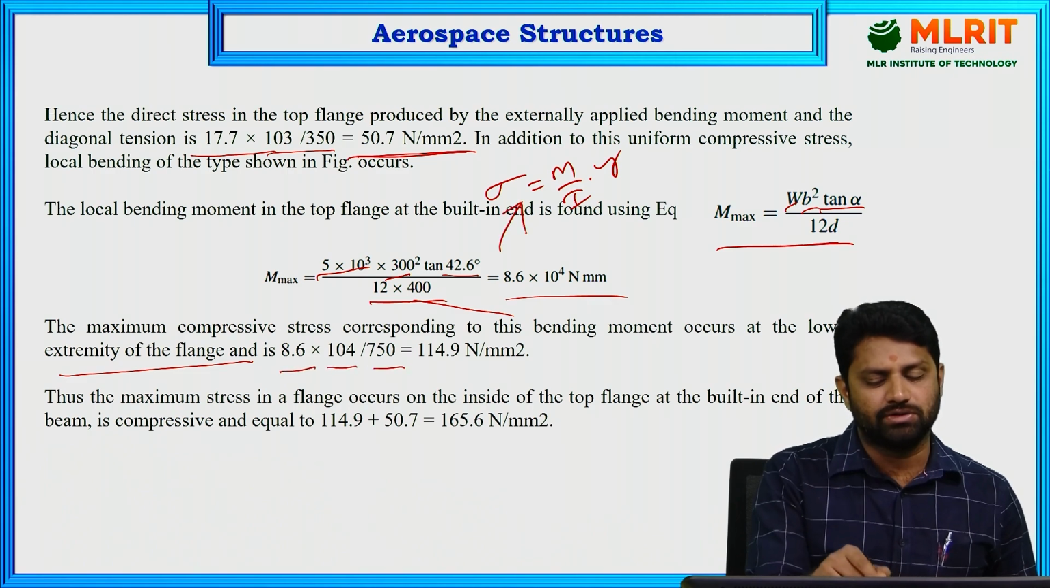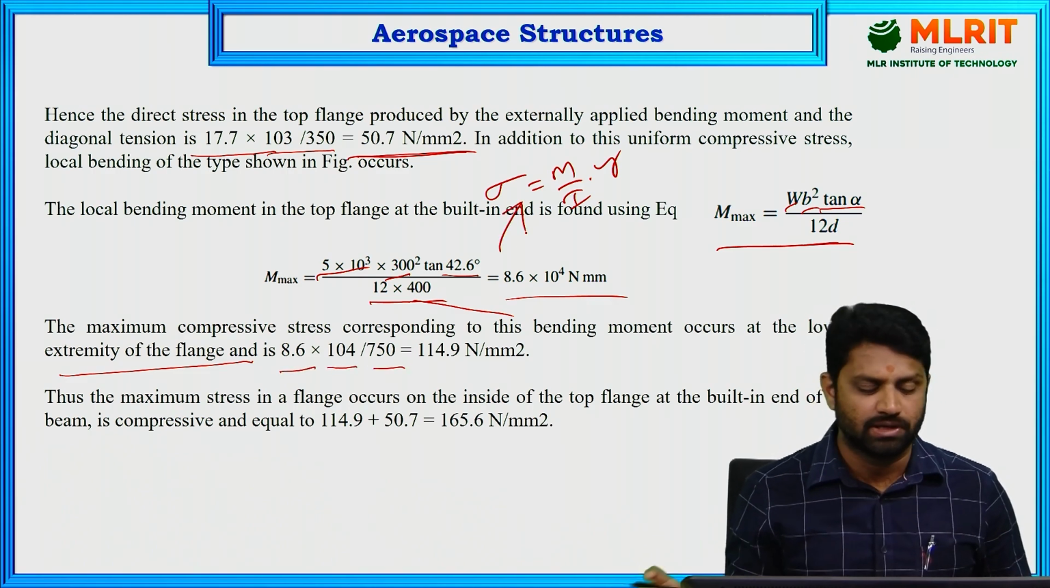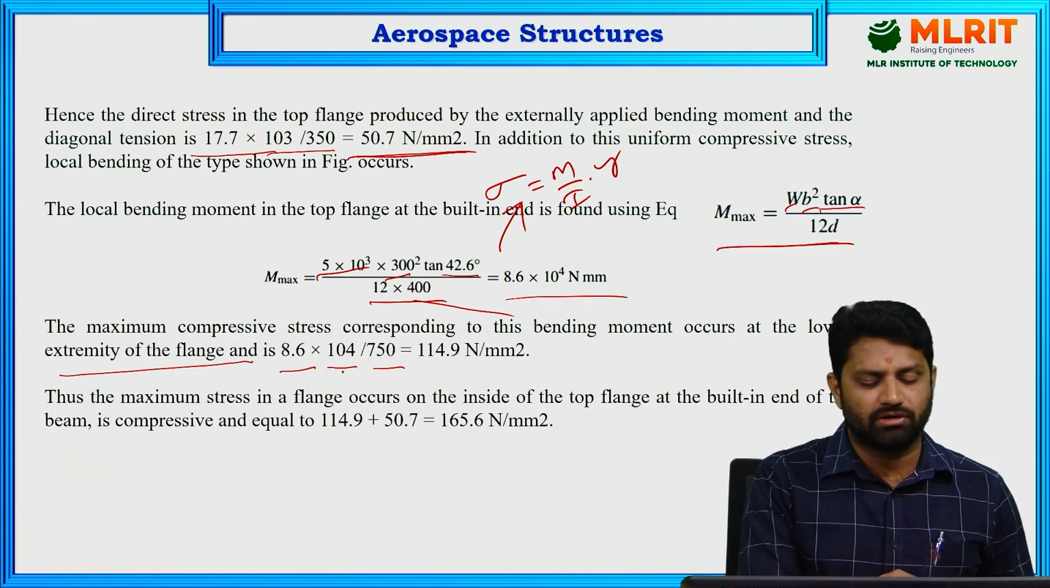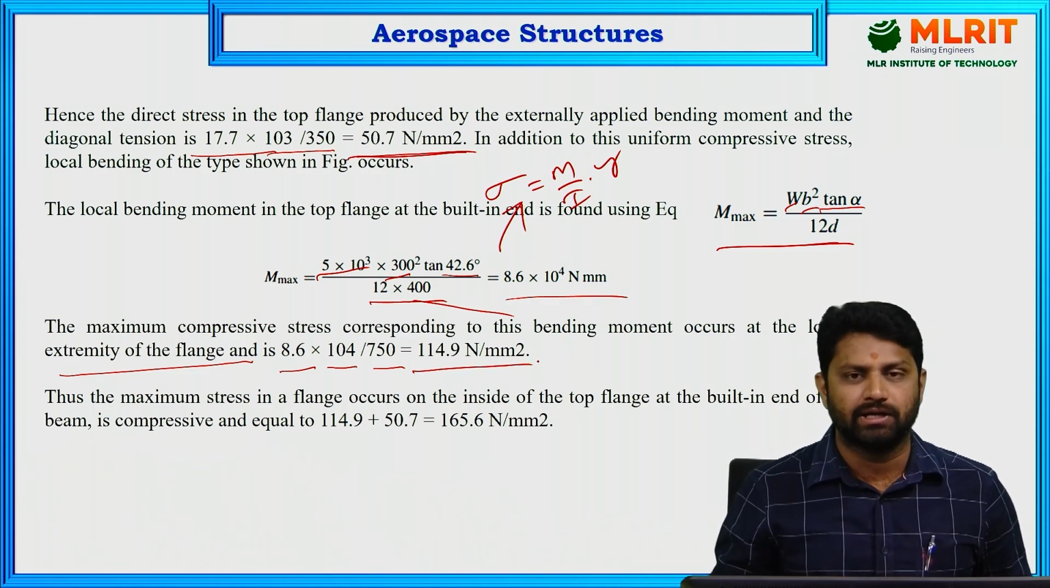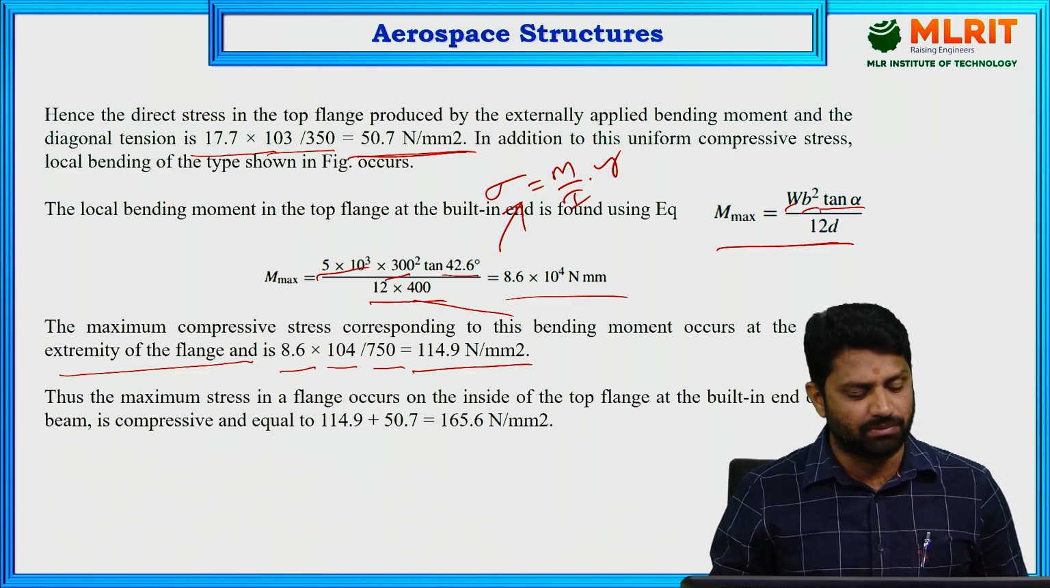You can calculate this, that is nothing but 8.6 into 10^4 by 750. Again, you can use a similar equation to find this. So 8.6 into 10^4 divided by 750 is equal to 114.9 Newton per mm square. So this is the maximum compressive stress.